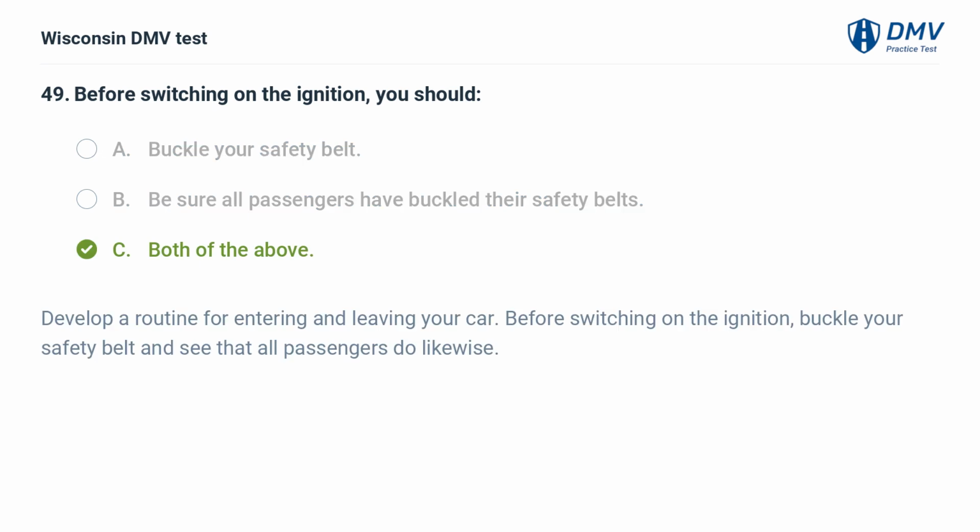C. Both of the above. Develop a routine for entering and leaving your car. Before switching on the ignition, buckle your safety belt and see that all passengers do likewise.